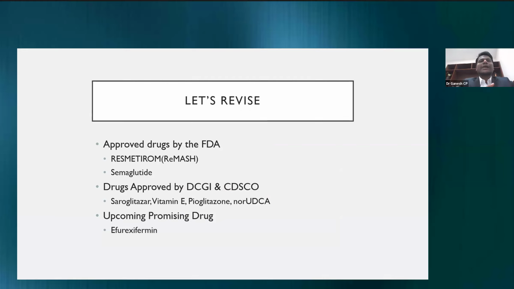We have only 2 FDA approved drugs at present for treatment of MASLD with significant fibrosis. That is resmetirom and semaglutide. The drugs approved in India by different bodies include saroglitazar, vitamin E, pioglitazone, and NOR-UDCA. But regarding NOR-UDCA, I will not hold for this because it is non-published and non-biopsy data. So still we will use saroglitazar and vitamin E. The upcoming promising drug, as I told, is the FGF21 analog, efruxifermin.